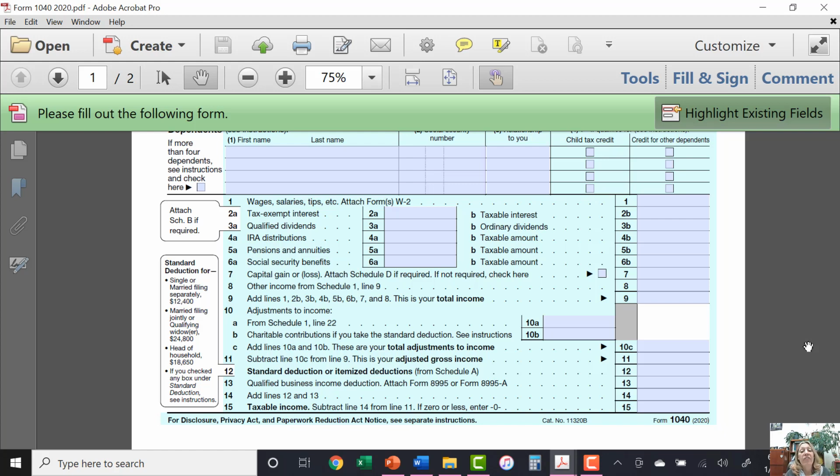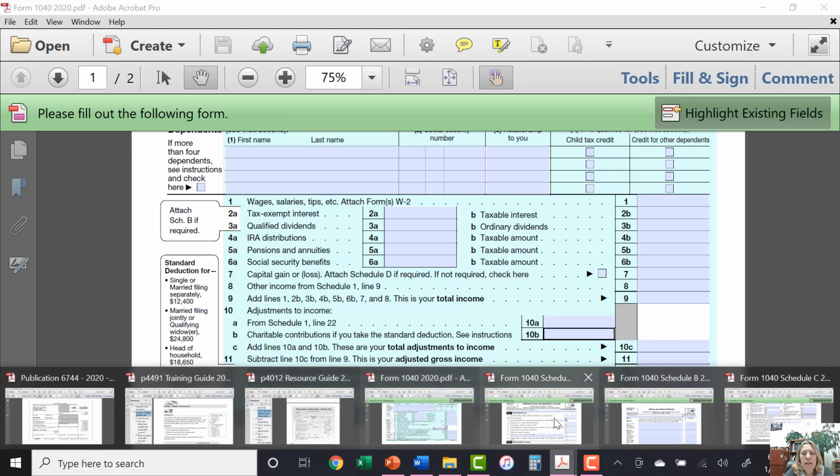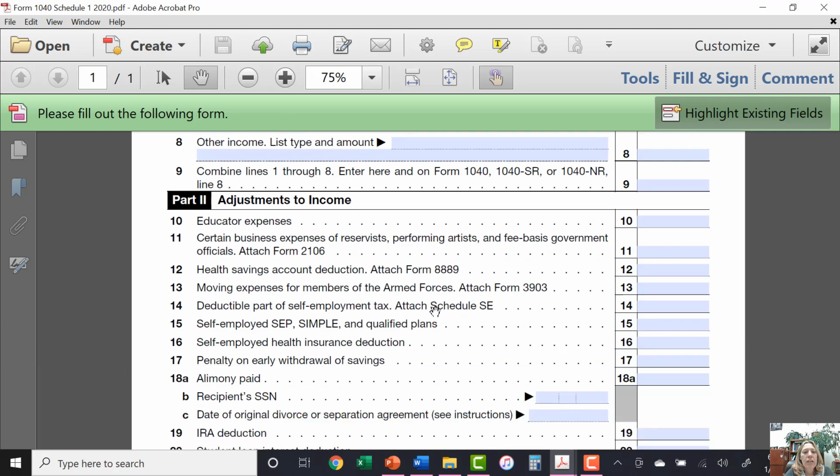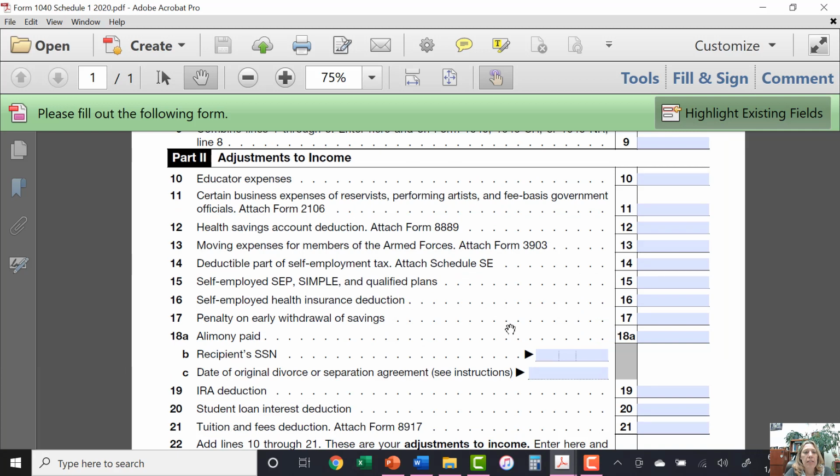If they itemize, then they follow the itemized rules. But if they don't, and most of our taxpayers use the standard deduction, we have to ask about cash contributions. So that's that one. All the rest of the adjustments are in Schedule 1. So after all this, here are all of our adjustments to income.